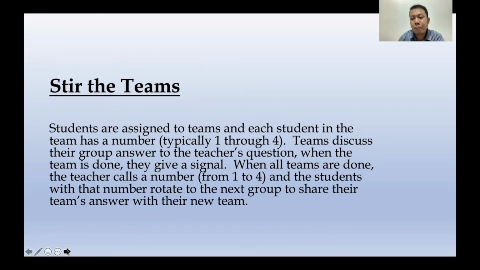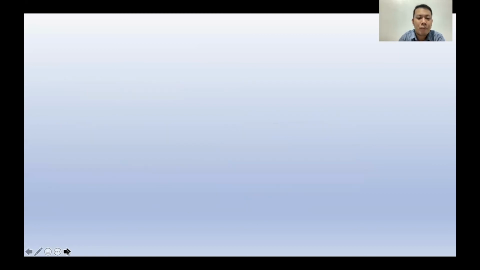So para bang there are 4 members in the group. So you will be assigned a number. So you will be called as 1, 2, 3, and 4. So after your discussion, there could be exchange of group members, like, okay, exchange of number 2 members, or exchange of number 4 members, or exchange of number 1 members, and then new discussion.